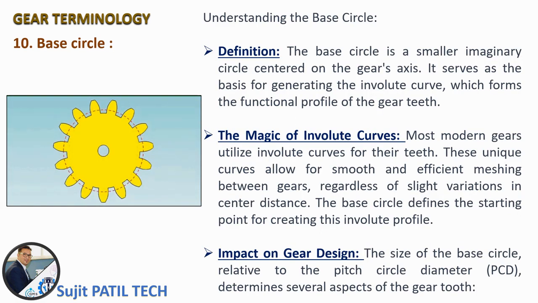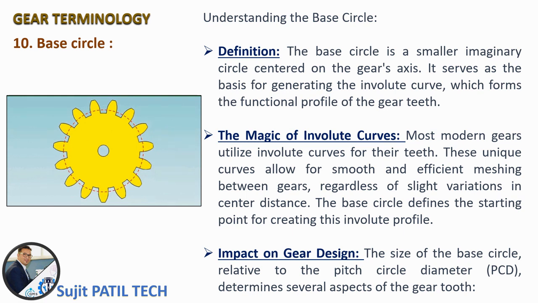Understanding the base circle. Definition: the base circle is a smaller imaginary circle centered on the gear's axis. It serves as the basis for generating the involute curve, which forms the functional profile of the gear teeth.